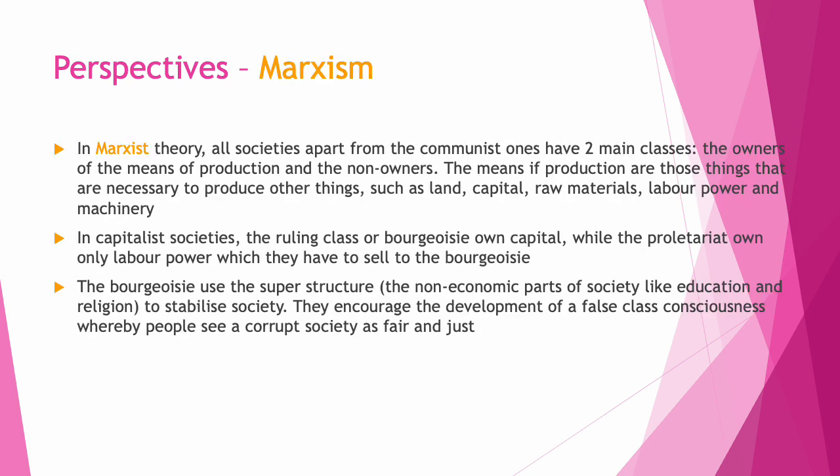In Marxist theory, all societies apart from the communist ones have two main classes, the owners of the means of production and the non-owners. The means of production are those things that are necessary to produce other things, such as land, capital, raw materials, labour power and machinery. In capitalist societies, the ruling class or bourgeoisie own capital, while the proletariat own only labour power which they have to sell to the bourgeoisie.